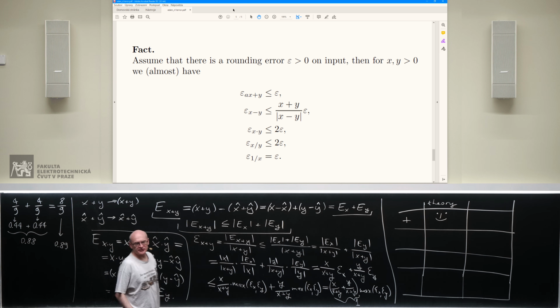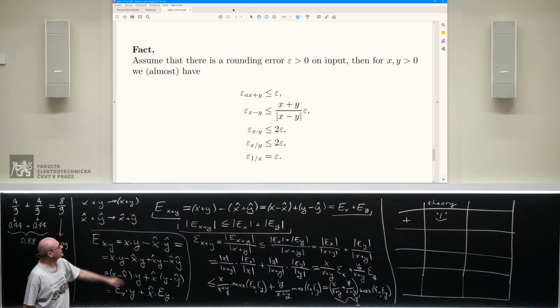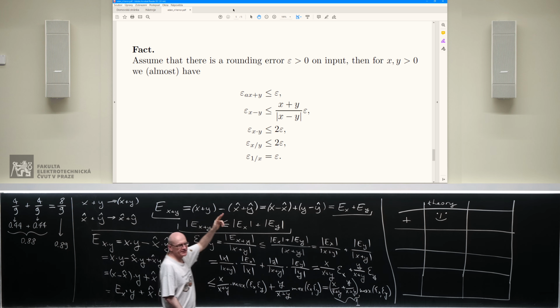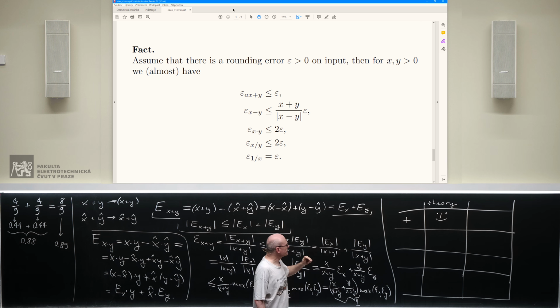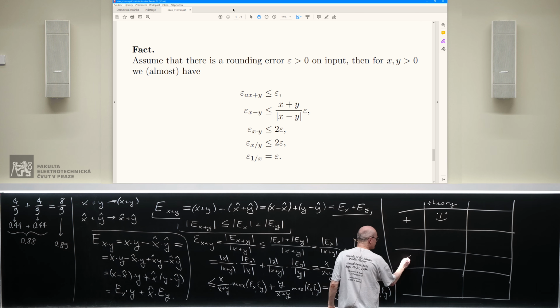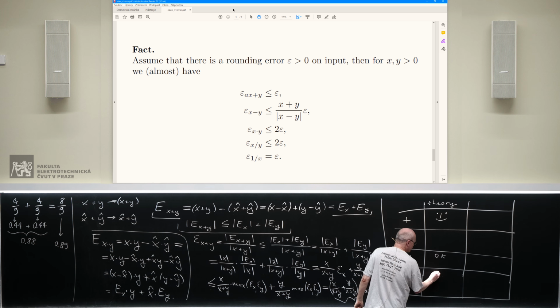Division and multiplication. You can see that they behave in the same way. When you divide two numbers or multiply two numbers, then the relative error doubles, which is not too bad. Multiplication, division, okay.